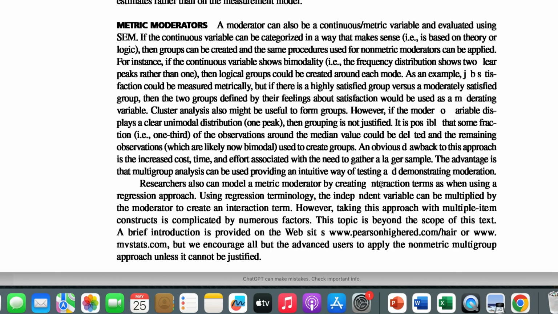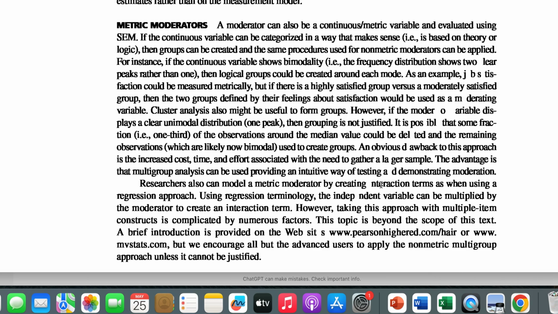For instance, if the continuous variable shows bimodality, that is, the frequency distribution shows two peaks rather than one, logical groups could be created around each mode. As an example, satisfaction could be measured metrically, but if there is a highly satisfied group versus a moderately satisfied group, then the two groups defined by their feelings about satisfaction would be used as the moderating variable. Cluster analysis also might be useful for forming the groups.